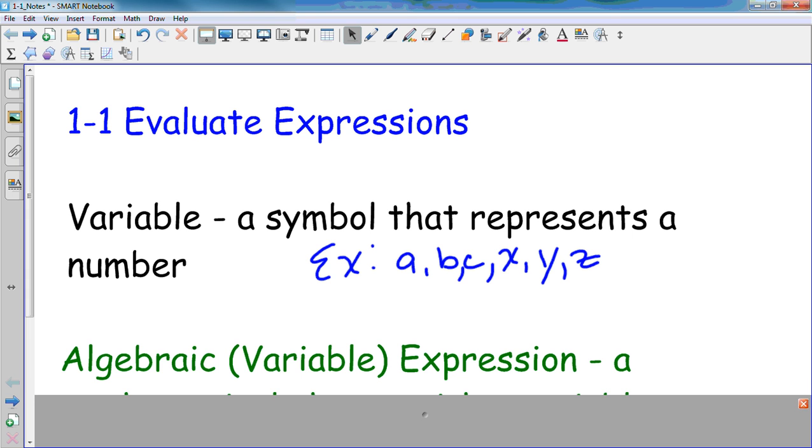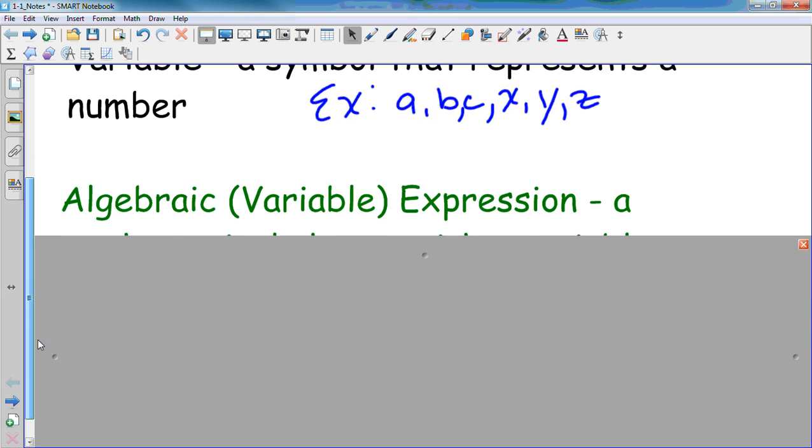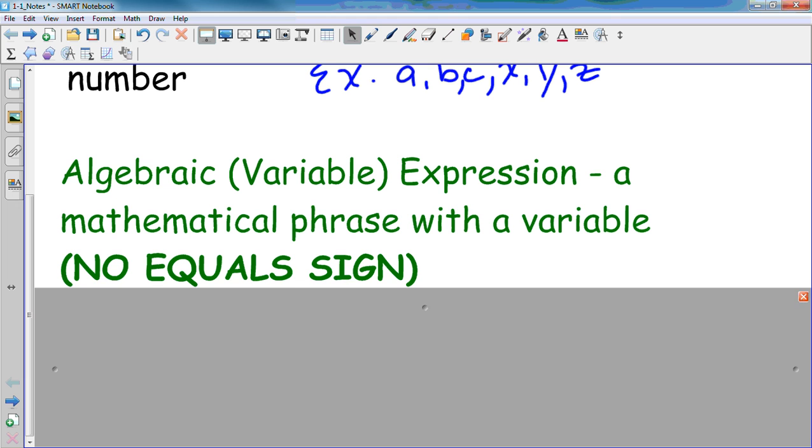An algebraic or a variable expression is a mathematical phrase with a variable in it. Well, we know what a variable is. What's a mathematical phrase? Can you give me an example of one? Like A plus B. Right, that would be an algebraic or a variable expression because it has variables in it.